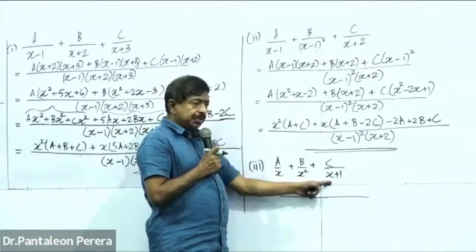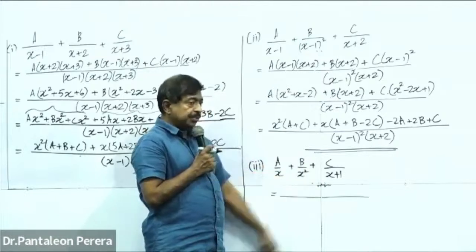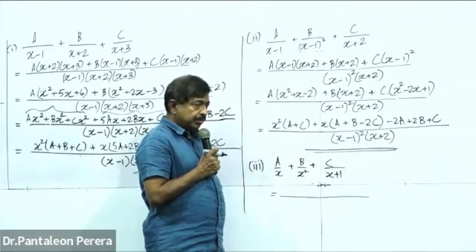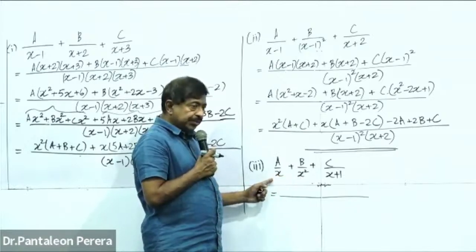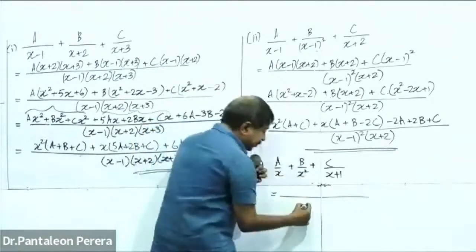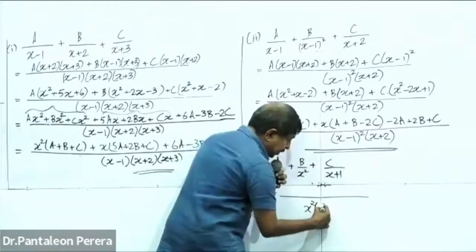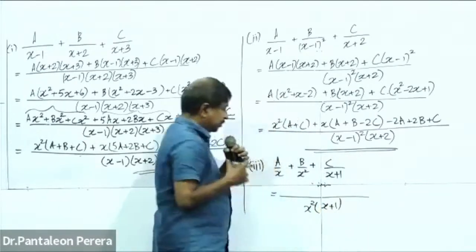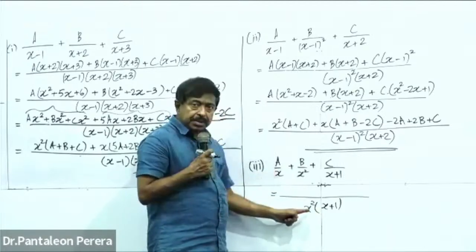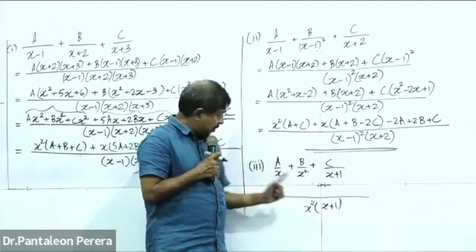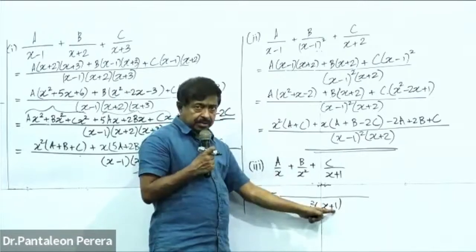X cubed times x plus 1 or x squared times x plus 1. Because when you have x squared, it contains x. Therefore, it suffices to have x squared times x plus 1. Now, you compare it with this. Now, this is multiplied by x times x plus 1.